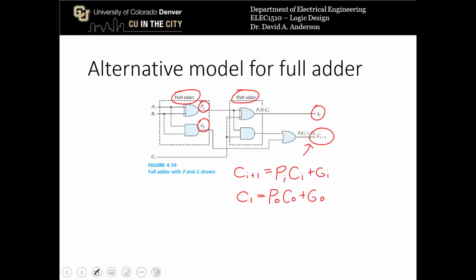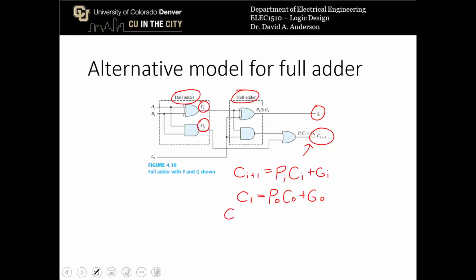So that means that the carry out of the first stage, or the carry in to the second stage, is equal to the carry propagator from the first stage times the carry in to the first stage plus the carry generation from the first stage.